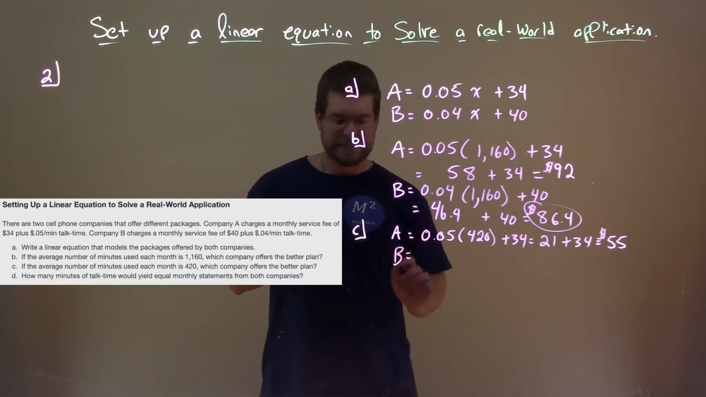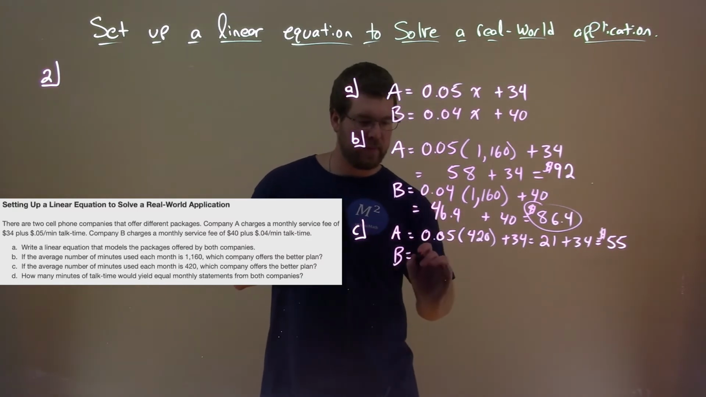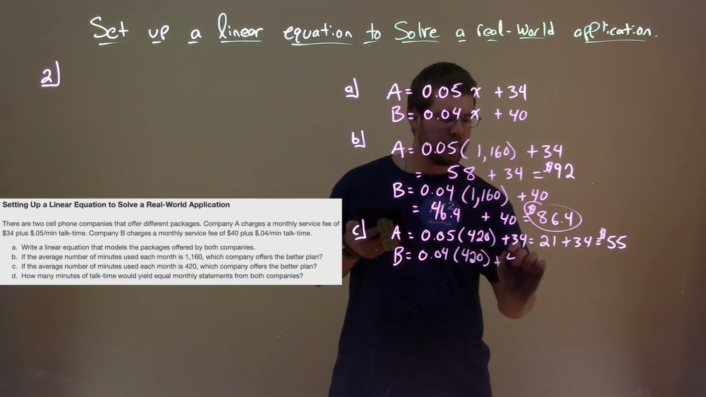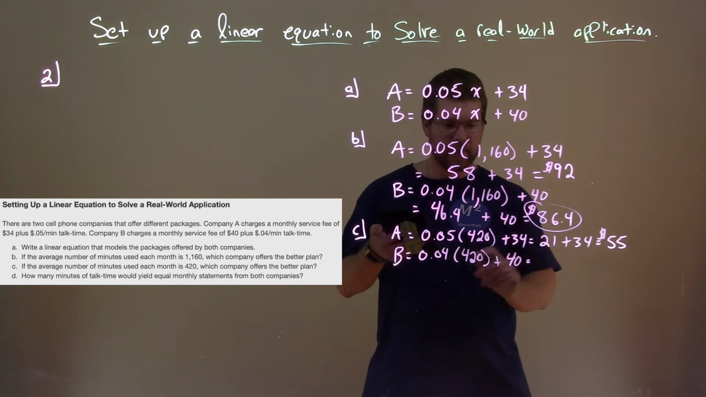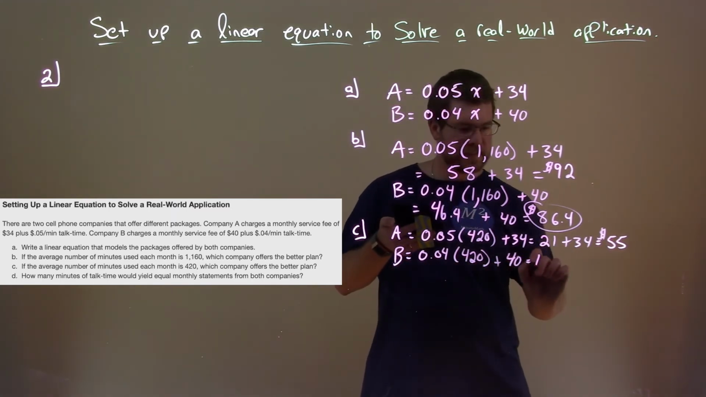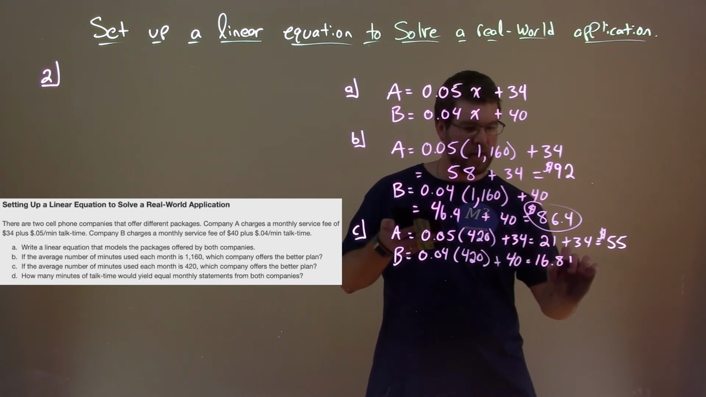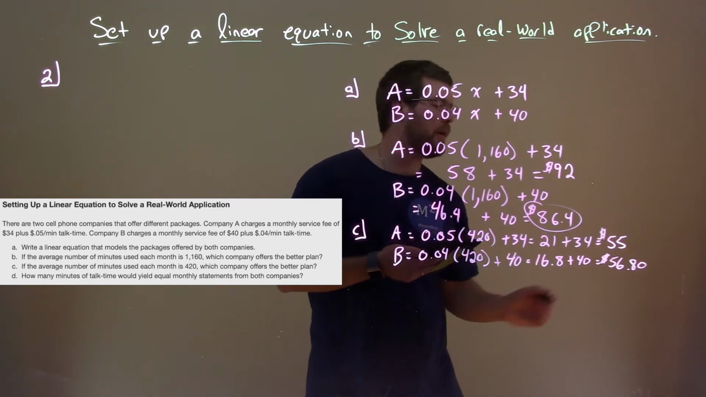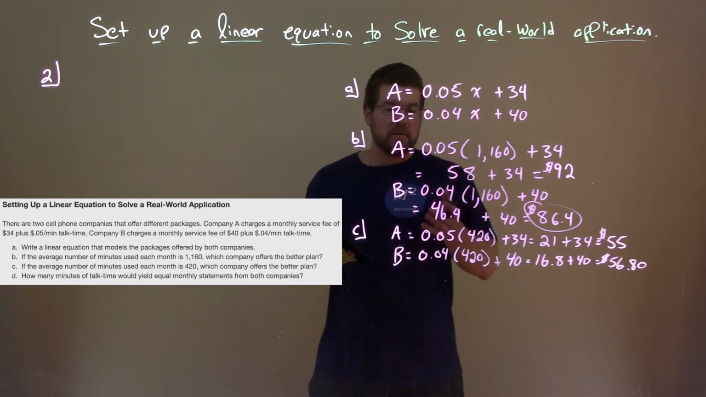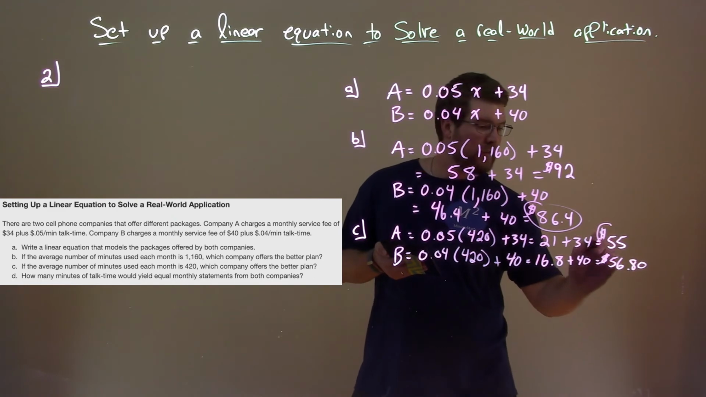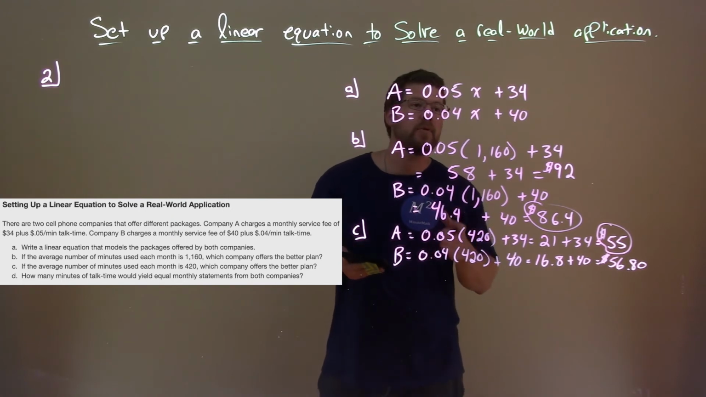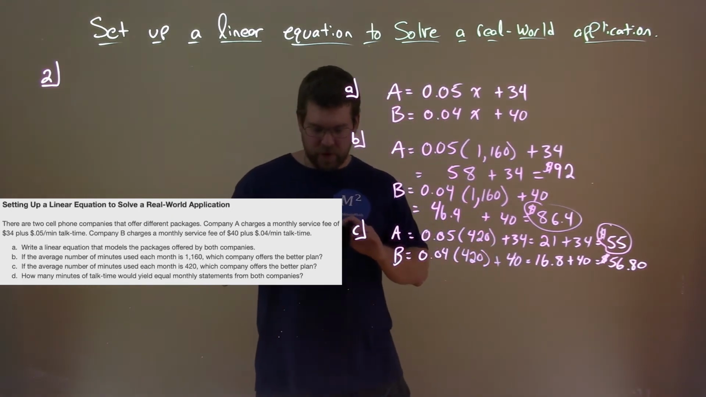Company B, we're going to do the same exact thing, but with Company B's formula. Don't forget that. 0.04 times 420 plus 40 is equal to, well, 0.04 times 420 is 16.8, and then we add 40 to that, and we get 56.8. So which one's cheaper? Company A ends up being cheaper here, $55. So what we can learn from this is if we're using fewer minutes, we should use Company A, but if we're using more minutes, we should use Company B within a month.